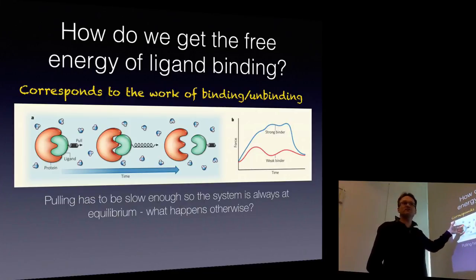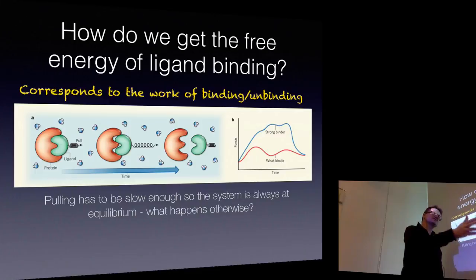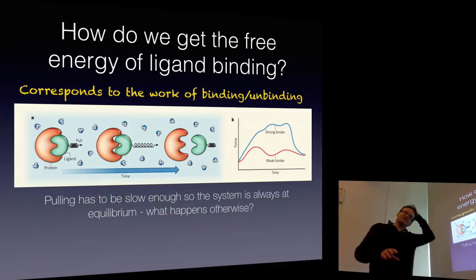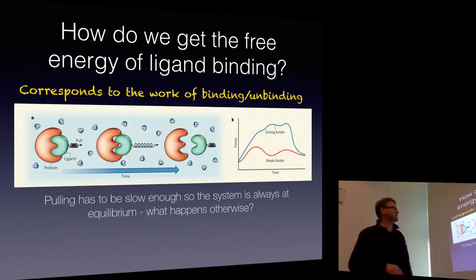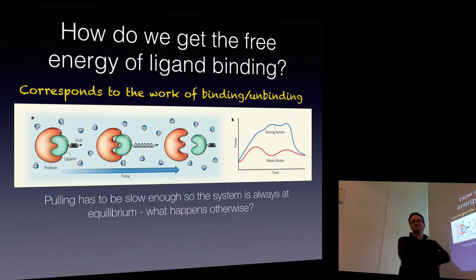So I need to do this so slowly, the equivalent of moving very gently between all these people in the bar, so that you're not perturbing the system at all. And in principle, this has to be infinity. Now, infinity is a very long time. So in practice, you try to make do with a microsecond or 100 nanoseconds. So why would you do that? Why is a microsecond enough?